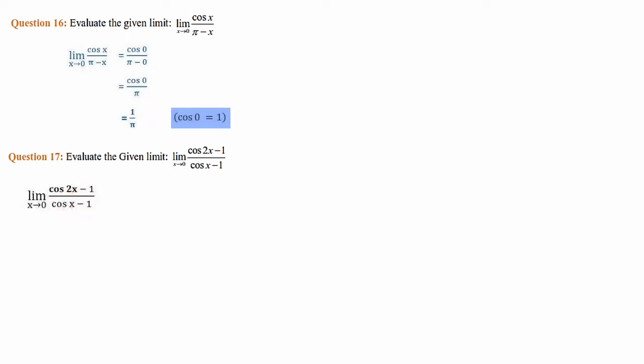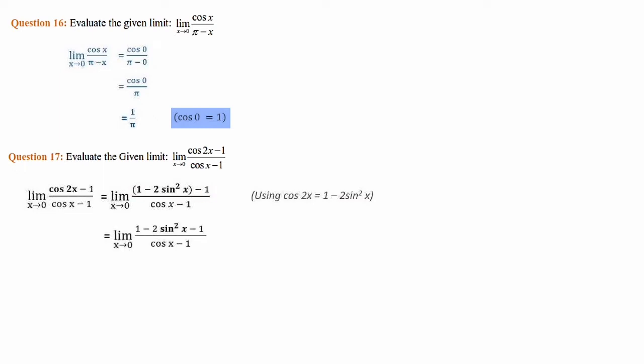2x, there is a formula 1 minus 2 sine square x, that we have to substitute. Cos 2x is equal to 1 minus 2 sine square x, minus 1, divided by cos x minus 1. Reason is we have used the formula cos 2x is equal to 1 minus 2 sine square x. Let's remove this bracket, that is limit x tends to 0, 1 minus 2 sine square x minus 1, divided by the denominator cos x minus 1. Here plus 1 and minus 1 can be cancelled and we will be getting the answer minus 2 sine square x by cos x minus 1.